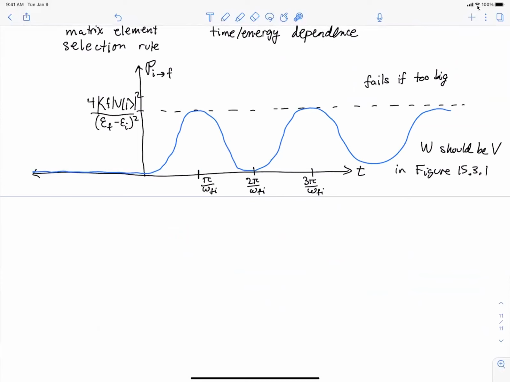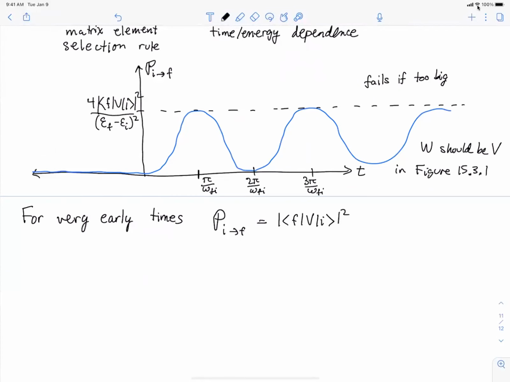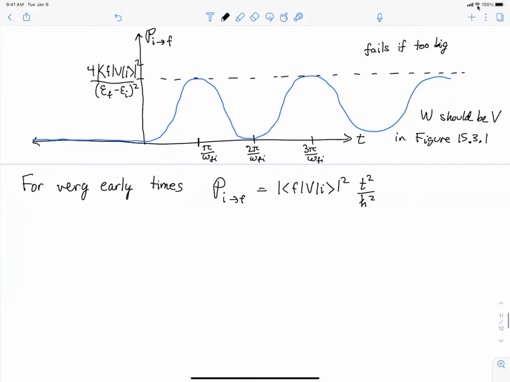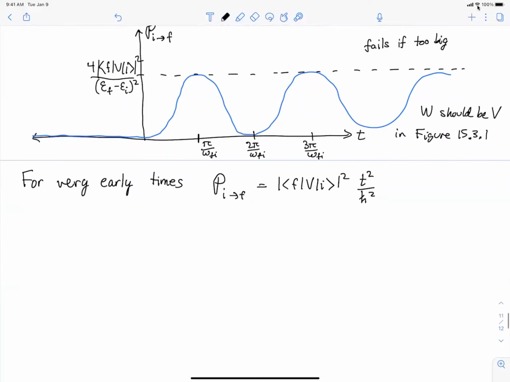Okay, so for very early times, even if it's going to fail later on, for very early times, this can still be a good formula. Because all I get is a factor of t squared over h bar squared, and for sufficiently small t, that probability will certainly be as small as I want. And for larger t, though, this is guaranteed to fail.